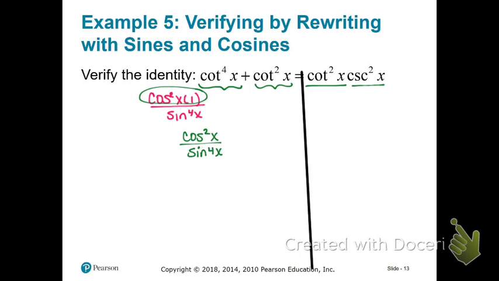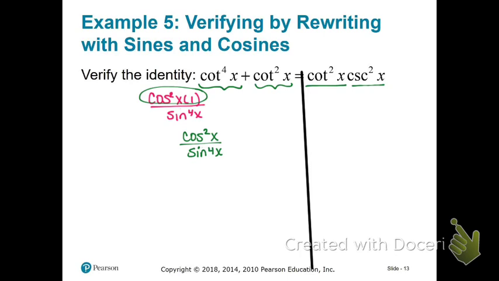Well, how would I get a cotangent squared? There's 3 ways. One's a Pythagorean identity, but I'm looking at what I've got, and that's probably not going to go there. But I have cosines and sines. What would give me cotangent squared? Cosine squared over sine squared, right?